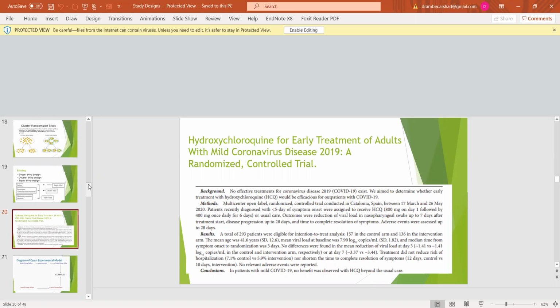This is a research study of a randomized controlled trial: hydroxychloroquine for early treatment of adults with mild coronavirus disease, a randomized controlled trial. In this study, they compared hydroxychloroquine with the usual therapy in a randomized trial, and they evaluated the outcome, that is the nasopharyngeal swab after 7 days of COVID-19.